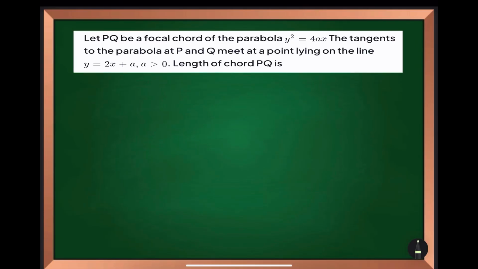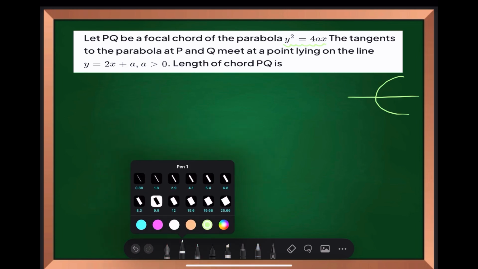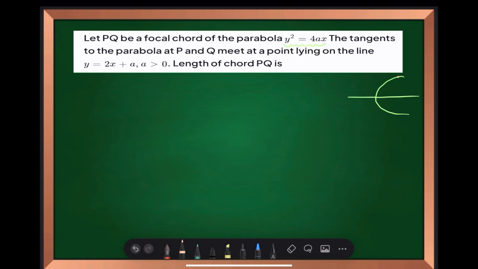Okay, so we got this situation. Let PQ be the focal chord of the parabola y squared equals 4ax. You know that here a is positive, so it is a right side opening parabola. So these guys are talking about a focal chord. The focal chord will pass through the focus.